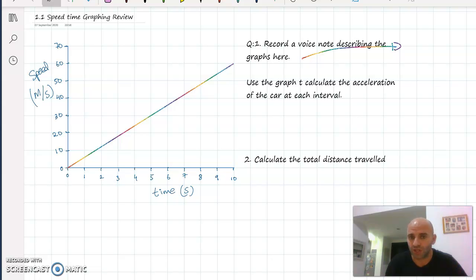So the first one is a straight line graph. To describe this one properly, we would say something along the lines of: the graph shows that the object starts from rest and accelerates uniformly, and we can tell it's uniform because that line is a straight line, for 10 seconds until it reaches a speed of 60 meters per second. Again, I'm watching my language, making sure I'm using the word speed, and making sure I include a time interval.